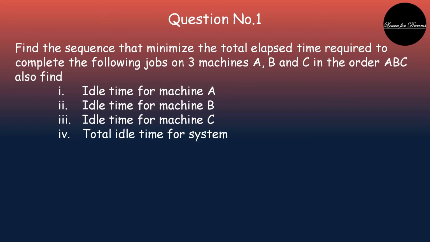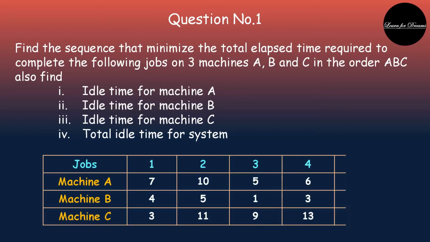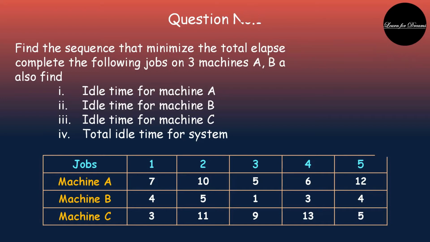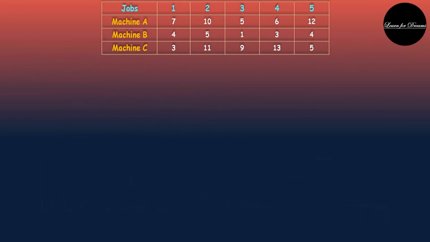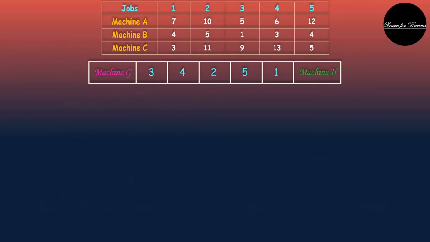Also find idle time for machine A, idle time for machine B, idle time for machine C, and the fourth one is idle time for the system. This is the given table. To know how to get the sequence for this numerical, visit the link in the I button. Now moving ahead, this is the sequence which we have got.